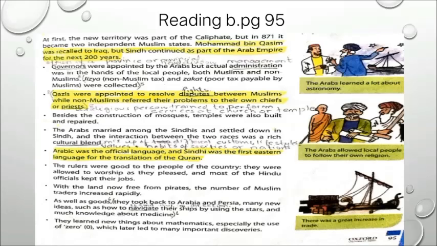Arabic was the official language and Sindhi was the first Eastern language for the translation of the Quran. The rulers were good to the people of the country. They were allowed to worship as they pleased, and most of the Hindu officials kept their jobs. With the land now free from pirates, the number of Muslim traders increased rapidly.